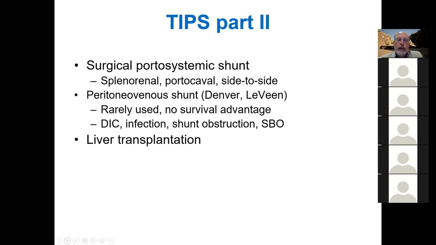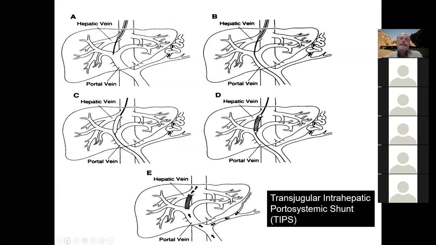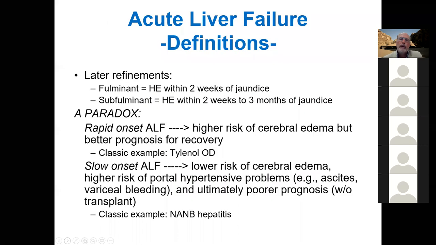But we're going to have a separate lecture on liver transplant selection, who you refer, who gets evaluated, who gets declined. It's complicated because we have 60,000 people dying of liver failure in the US and we only have 7,000 livers. So we have to be selective. Same diagram on TIPS. Okay, let's switch now to acute liver failure.